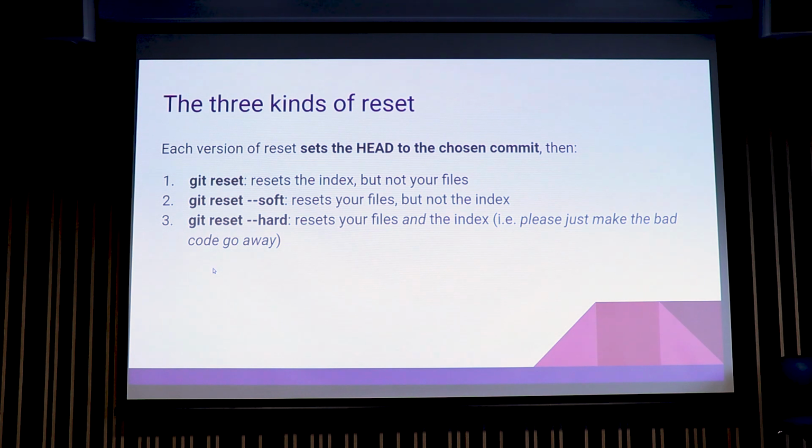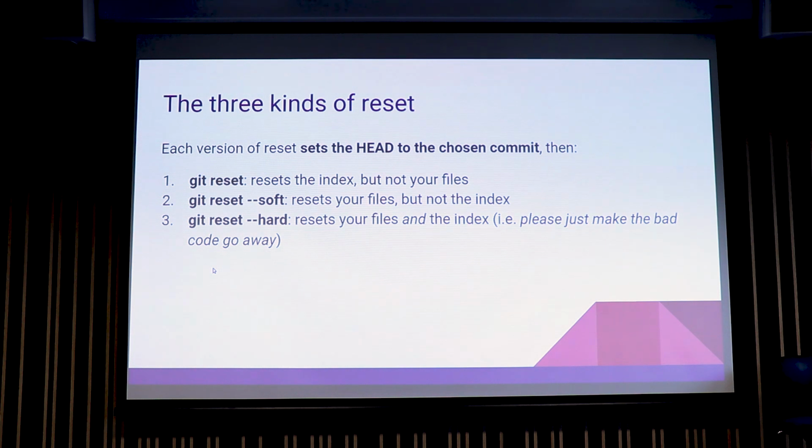Git reset --soft. This is when you want to reset your local files, but you want to keep all of the changes in the index, okay? Often you'll do this if you want to merge a bunch of commits together. So you want to squash 10 commits into one commit. I can show you that later if we've got time. But the point is that this resets your local files, but not the index.